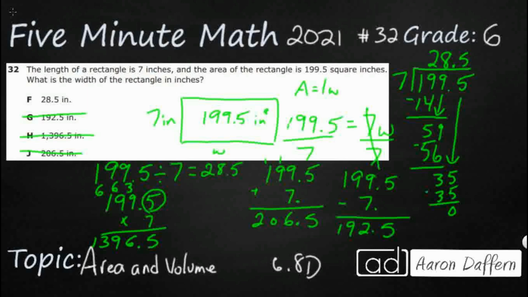So you can add, multiply, subtract. But what we really needed to do here was to divide, because we're just using our basic formula of area equals length times width. So we got the 28.5, and our answer is F.